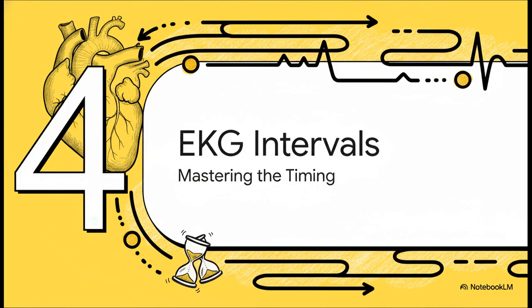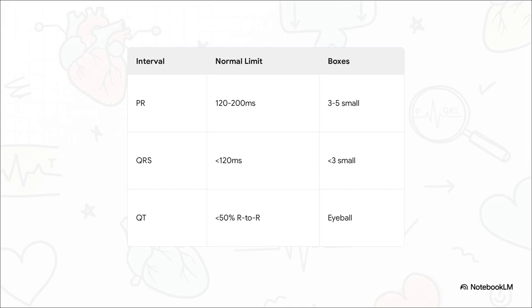All right, section 4, mastering the EKG intervals. Now, intervals are where the hidden timing issues of the heart's conduction system really show up. You need strict mental buckets for these normal ranges so you can instantly spot when a signal is stretching too far. The PR interval should be between 120 and 200 milliseconds. Think of that as just 3 to 5 small boxes. The QRS complex needs to be tight and narrow, under 120 milliseconds, which is less than 3 small boxes. And for the QT interval, a super helpful visual rule of thumb is that it should be less than 50% of the distance between 2 R waves. If it's stretching past that halfway mark, you're looking at a prolonged QT.